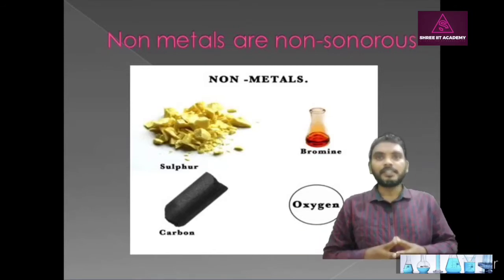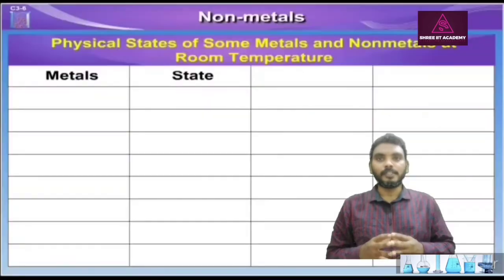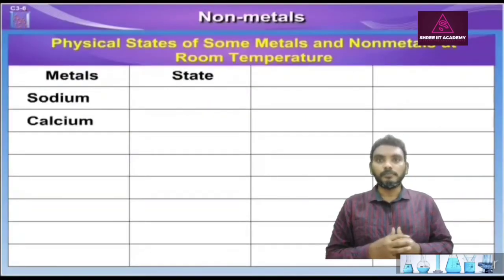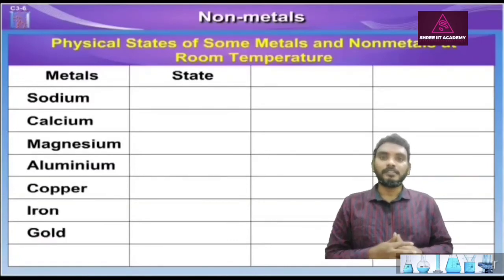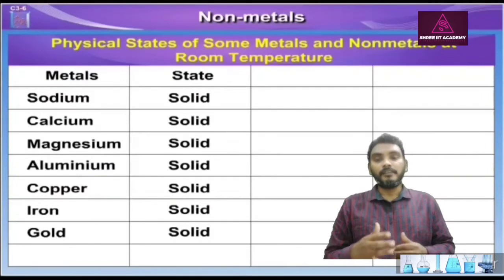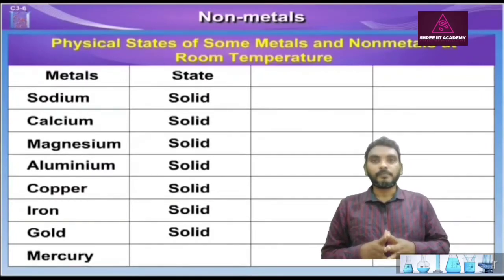Let us see the physical states of some metals and non-metals. Here I have taken sodium, calcium, magnesium, aluminium, copper, iron and gold. These are all solids at room temperature, whereas mercury is a liquid at room temperature.